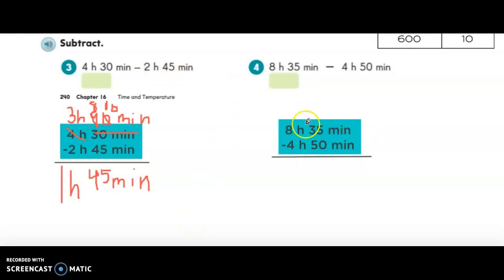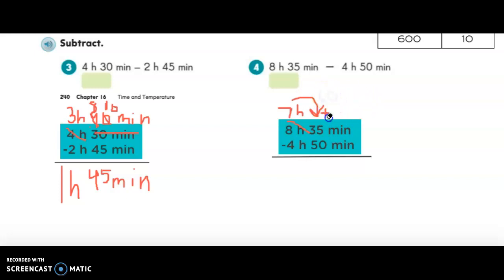And for number 4, again, I'm going to say this a million times probably. Greatest time on top, no matter if the minutes are smaller, you're looking at total time. So 8 hours and 35 minutes is greater than 4 hours and 50 minutes. So that's why it's going on top. Now we're going to regroup here. So we'll be left with 7 hours. And then we're doing 60 because we're regrouping here. So taking that 1 hour away means we're moving an additional 60 minutes to be added to the minutes that are there.